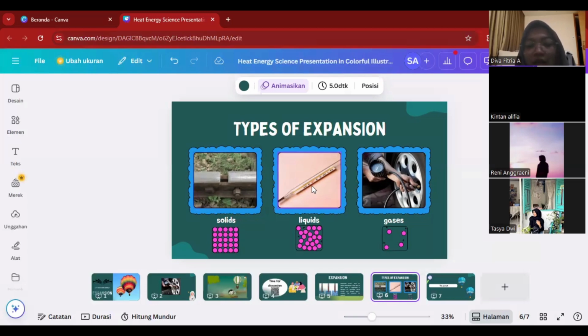And then in liquid, an example is the thermometer. When the temperature increases, the liquid inside, usually colored alcohol or mercury, expands and rises, indicating a rise in temperature.